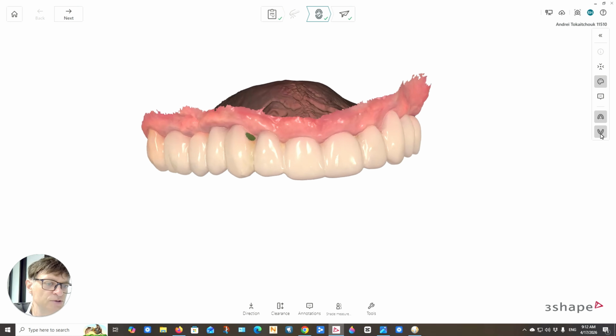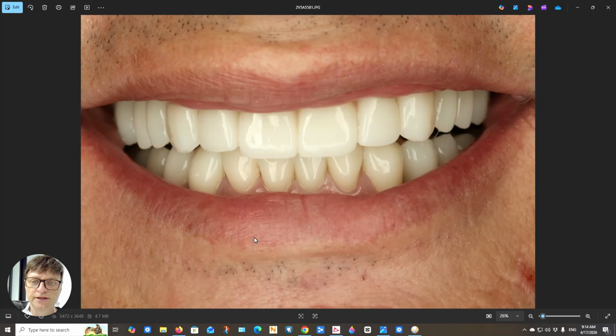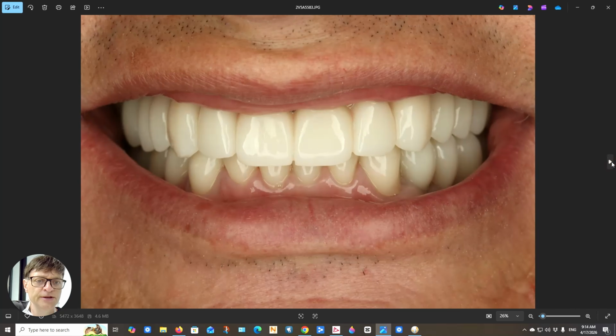And that's what it looks like when you attach the implants. You have these attachments that allow the bridge to be attached to the implants. And that's the final result after all the implants are placed and the bridges are fitted.